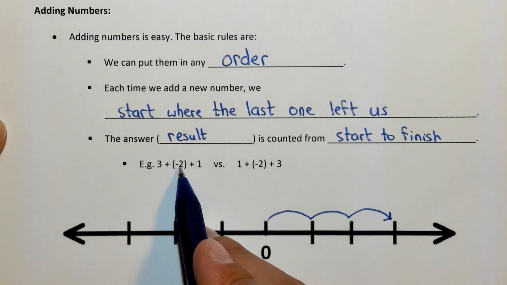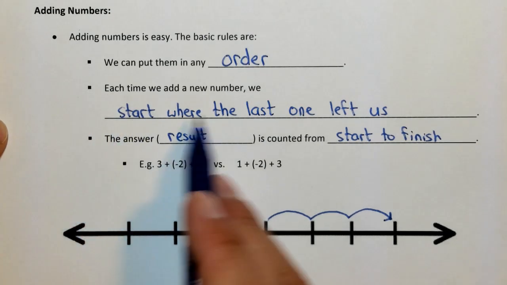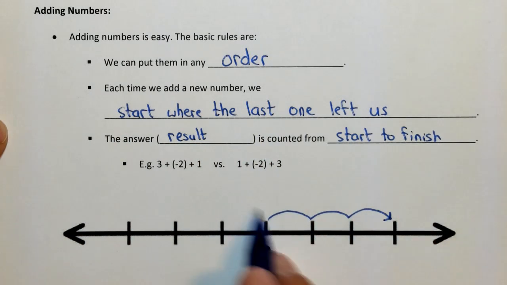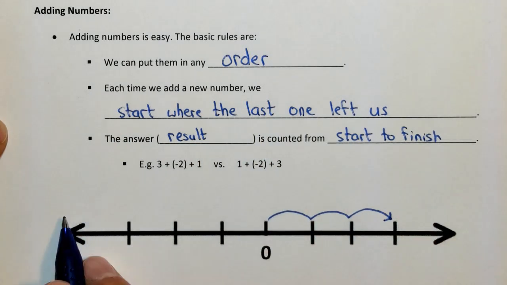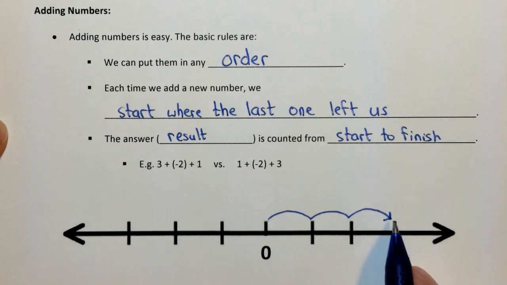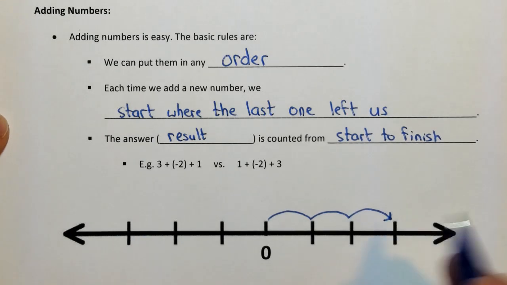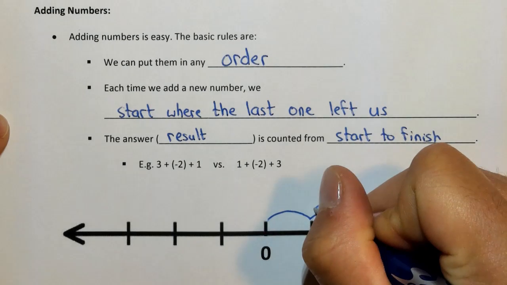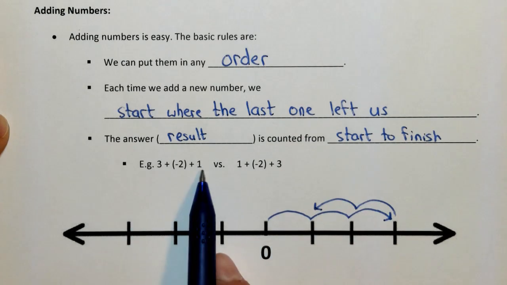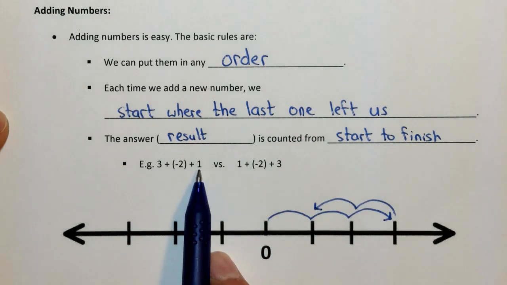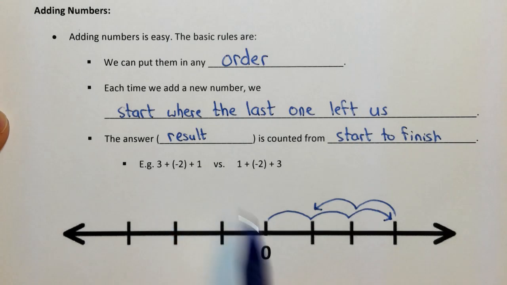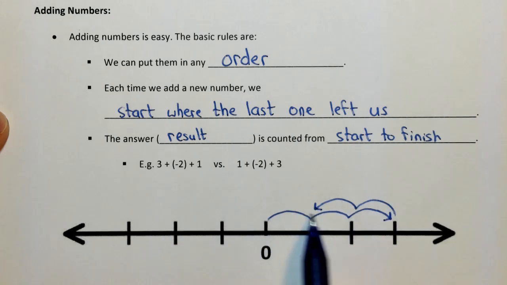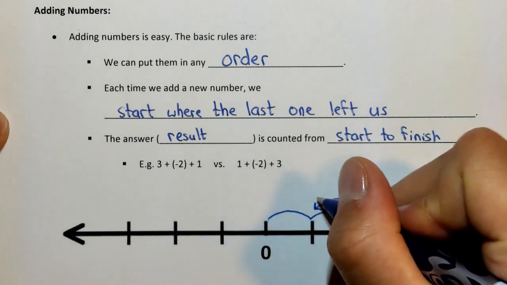So when I count my -2, this rule tells me I have to start where the last one left me. So I don't go back to the 0 and count -2. I don't start over here and count -2. I say, where did the last number leave me? That's here. Starting there, I'm going to go -2, or left 2. Okay. And now I'm going to add my final number, 1. Well, where do I start counting my 1? I don't go back to 0. I don't go from here. I don't go from here. I look at where the last number left me, which was here. And then I do my +1.